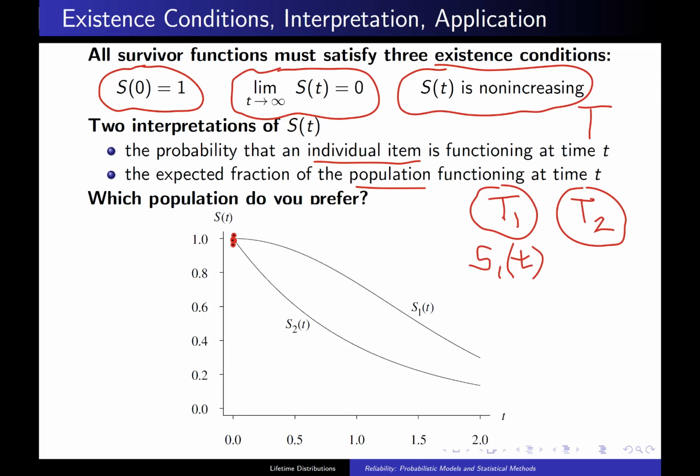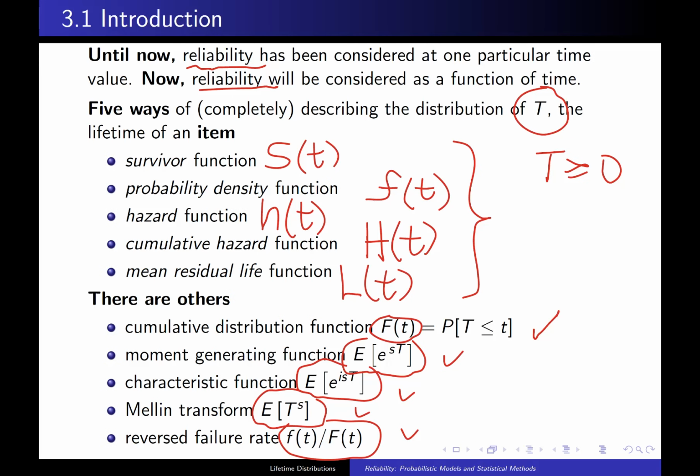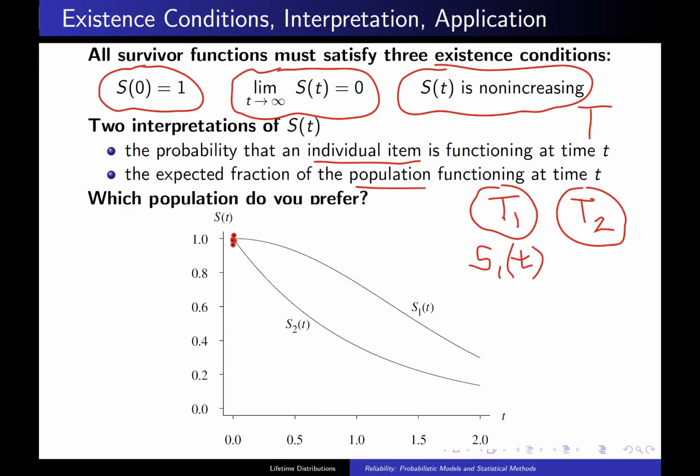Now that survivor function, just like all of the functions that we named earlier, a couple pages back here, all 10 of these completely define the distribution of t. So this survivor function S1 of t defines the distribution of t1 completely. S2 of t is the survivor function of the light bulb with another brand. And so the question here is, which of the two light bulbs do you prefer? Do you prefer the first brand or the second brand?